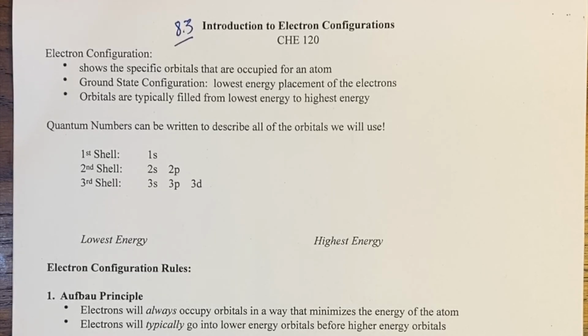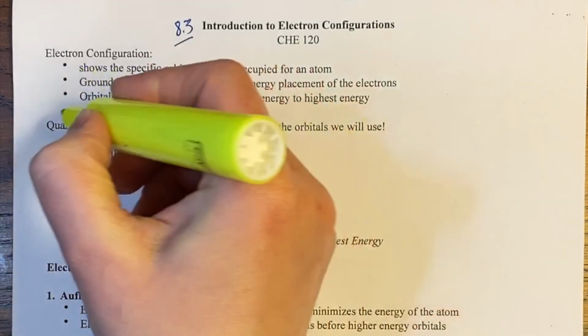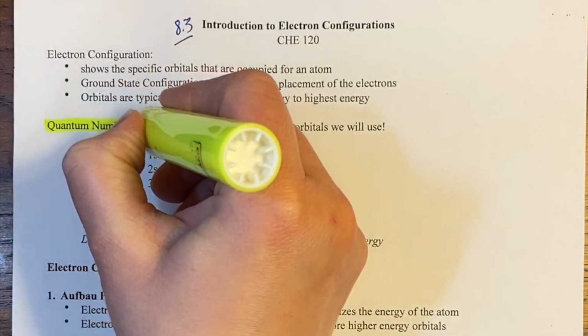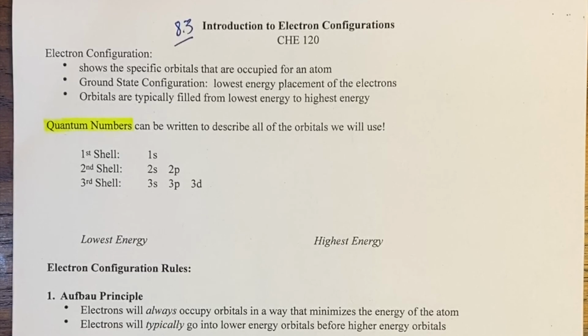We're always going to talk about ground state electron configurations, which means it's going to be the lowest energy orbitals that will be filled for the atom, and it's going to give rise to the lowest energy placement of the electrons for the atom. Typically, our orbitals are going to be filled from lowest energy to highest energy. And as we go through all of these discussions, you should be aware of the quantum numbers that can be used to describe each of the orbitals that we are going to discuss.